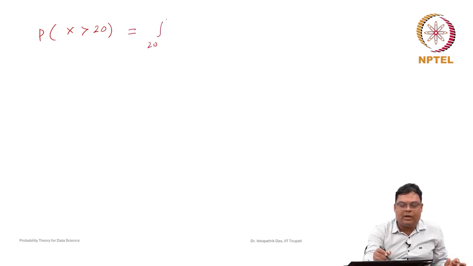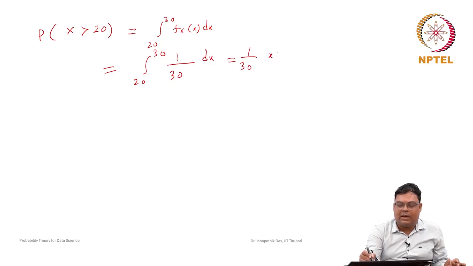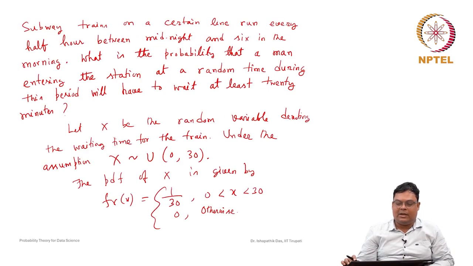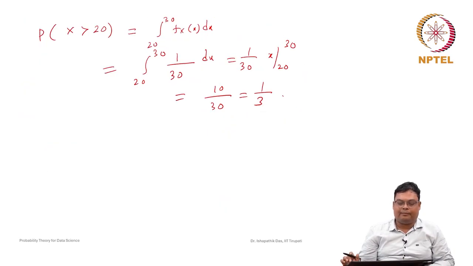This probability is nothing but the integration from 20 to, now the upper limit is maximum 30, otherwise the density is 0, f x dx. So, this is nothing but 20 to 30 of 1 by 30 dx, which is 1 by 30 times integration x with limits 20 to 30. So, this is 10 by 30, which is 1 by 3. That is why the probability that the person has to wait at least 20 minutes for the train is 1 by 3.